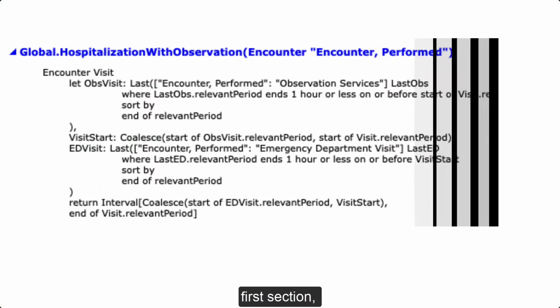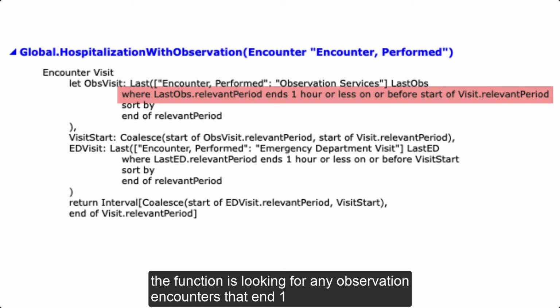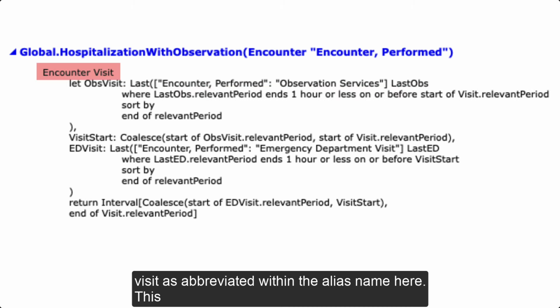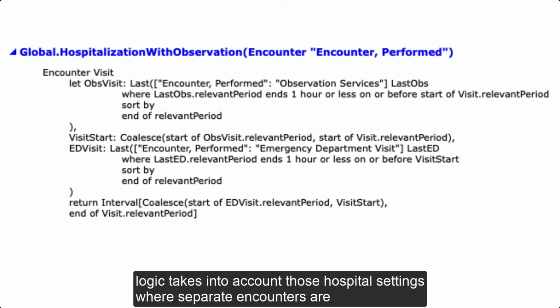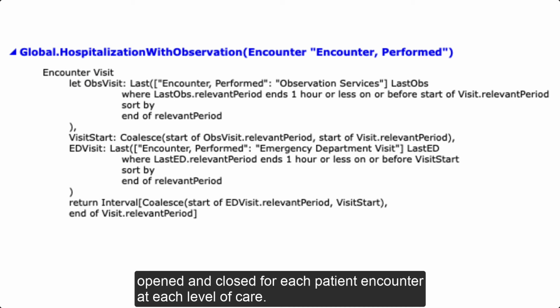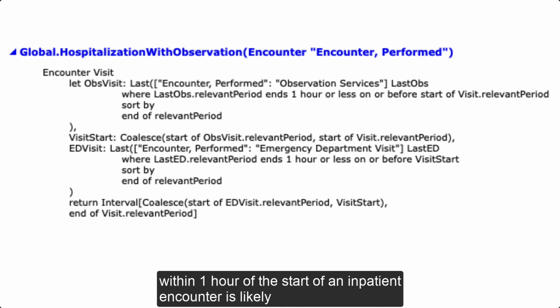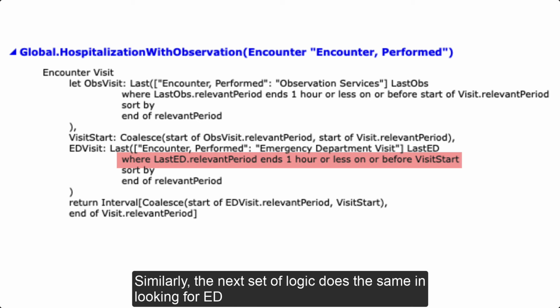As we can see in the first section, the function is looking for any observation encounters that end 1 hour or less before the start of the inpatient visit, or visit as abbreviated within the alias name here. This logic takes into account those hospital settings where separate encounters are opened and closed for each patient encounter at each level of care. So it would make logical sense that an observation encounter that ended within 1 hour of the start of an inpatient encounter is likely the observation encounter that led to the admission of that patient. Similarly, the next set of logic does the same in looking for ED encounters that ended within 1 hour of the start of the inpatient encounter.